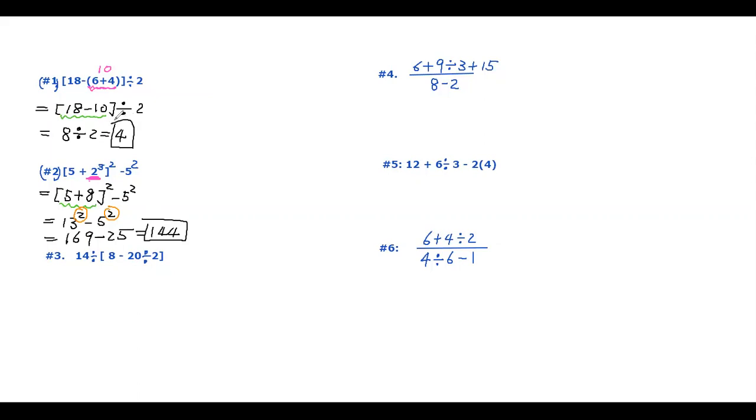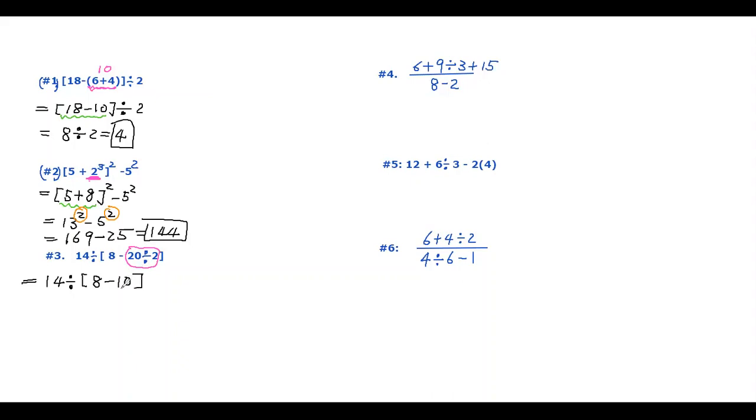Okay, now let's take a look at this one here. It's 14 divided by (8 minus 20 divided by 2). So the first thing you will see is that the parentheses take the priority. So I need to work on the inside of the parentheses first. Inside the parentheses is 8 minus 20 divided by 2. So which one takes priority? Yeah, the divisions or multiplications take the priority. So what is 20 divided by 2?